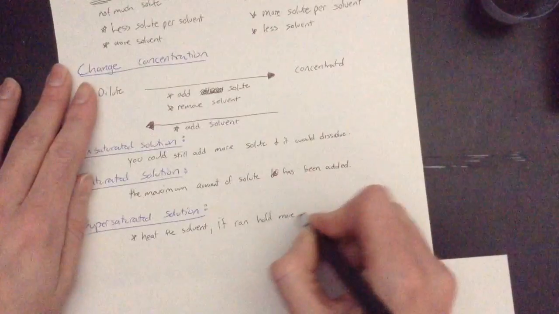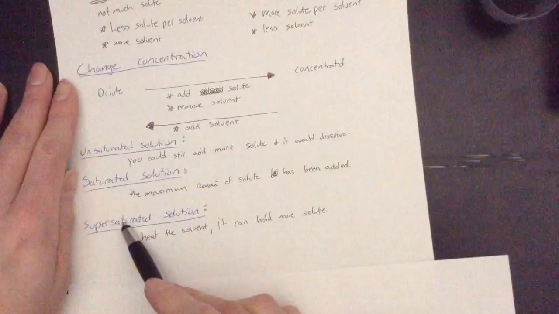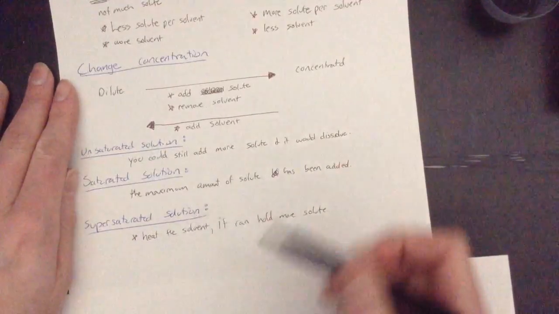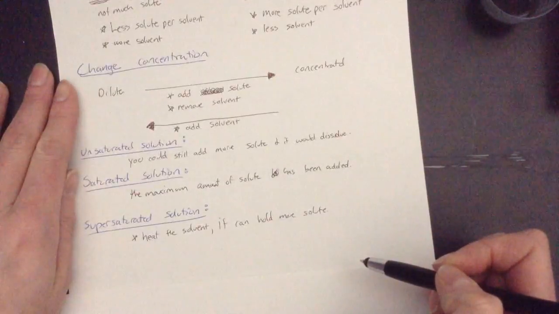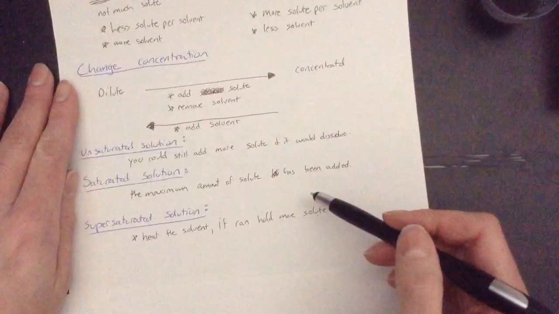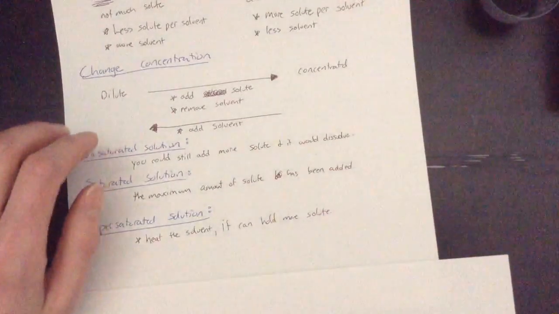The way they make rock candy is they have a super saturated sugar solution by heating the water and dissolving as much sugar as they can, and they put a little string in there, and then as it cools down, it can't hold all that sugar, and so the sugar crystallizes on your string. It's actually pretty cool. So that's a little bit about concentrated solutions.